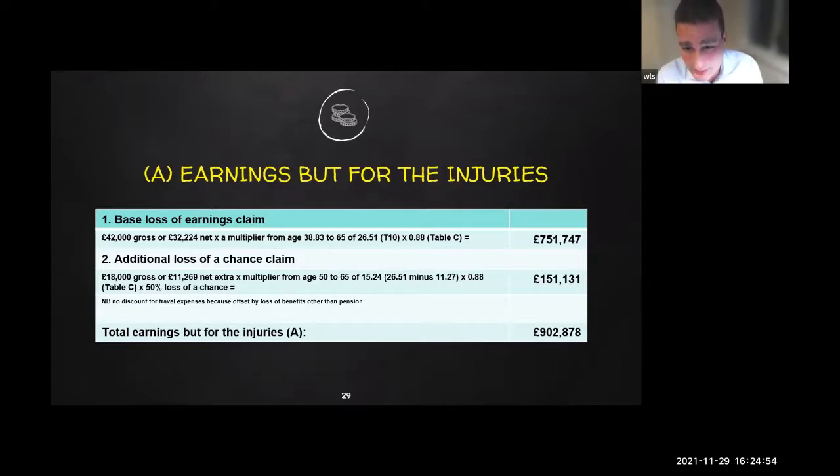I haven't put any discount in for travel expenses because of the argument we were talking about earlier, that there might be some benefits that Penny would have had in any event. Probably not a huge number of benefits as a teacher, but there may well be some benefits that she would have enjoyed. And that gives you pre-injury or but for the injury expected earnings of just over 900,000.